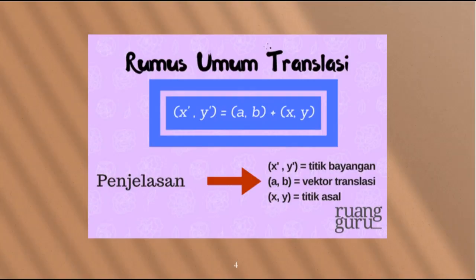And this is the formula of translation. The formula of translation is (x', y') = (a, b) + (x, y). Explanation: (x', y') equals the shadow point. (a, b) equals the translation vector. (x, y) equals the origin.